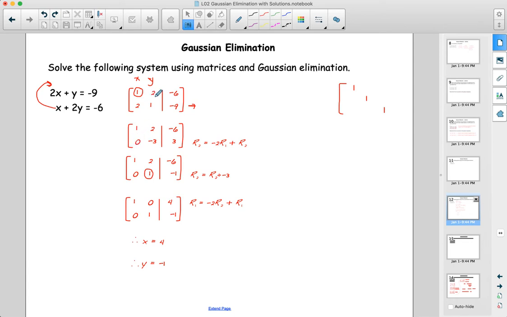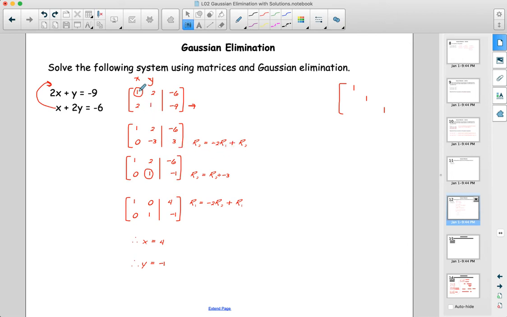Negative 2 times positive 2 is negative 4, and negative 4 plus 1 gives us negative 3. And now onto the last one. Negative 2 times negative 6 is positive 12, and positive 12 plus negative 9 is positive 3. That's how we determine this. Need to work carefully when you're doing this because it's really easy to screw something up here. I would just double check, do that twice.